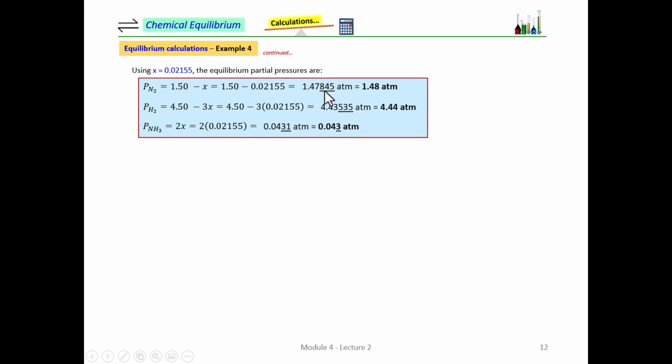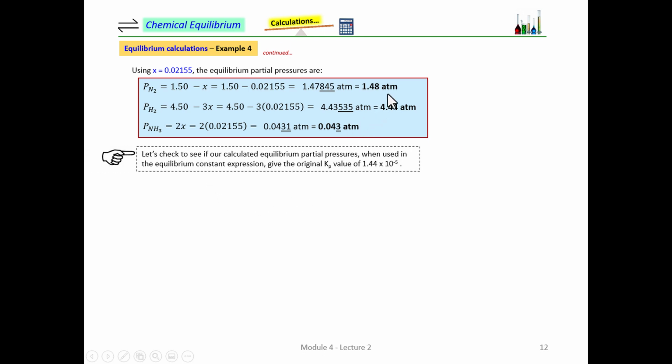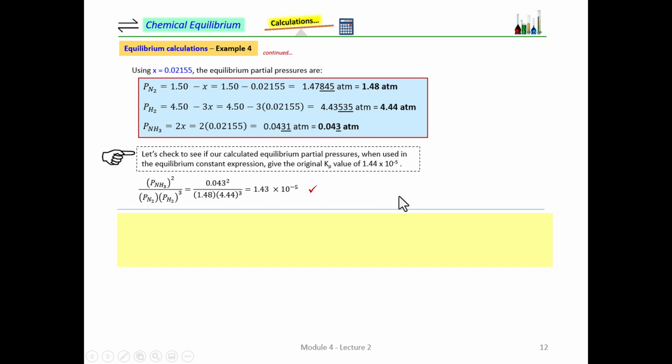Again, I don't always do this, and it's not always possible depending on how the graphics work in PowerPoint, but I've underlined these numbers to show that I'm carrying some extra significant figures. In any event, we can check to see if our calculated equilibrium partial pressures, when used in the equilibrium constant expression, give the Kp value that we're supposed to get, that was given in the problem. So I'm plugging in the equilibrium partial pressures, and remember to square the ammonia partial pressure and cube the hydrogen partial pressure. In any event, I get 1.43 times 10 to the minus 5, which checks out. The value was supposed to be 1.44 times 10 to the minus 5.